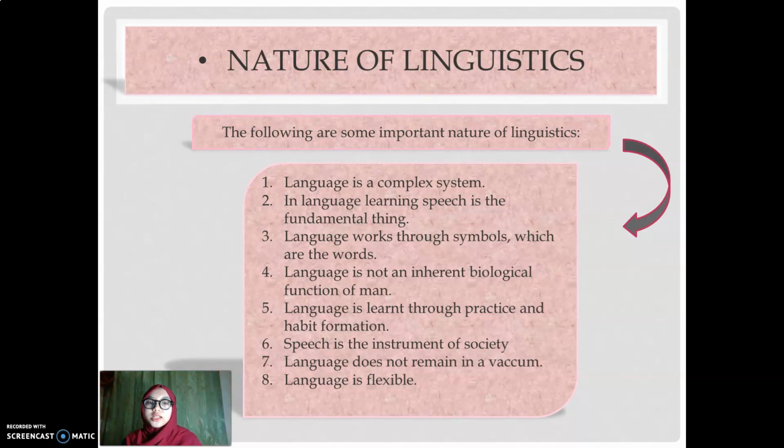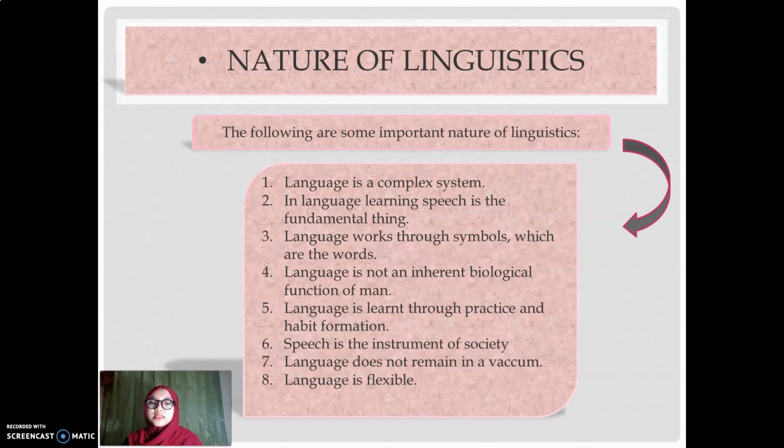2. In language, learning speech is the fundamental thing, so reading and writing are secondary. 3. Language works through symbols, which are the words. For example, the word pen is not a pen, it stands for a pen, and the symbol used in language must be known to both the speaker, listener, the reader, and the writer. 4. Language is not an inherent biological function of man, so it is acquired through learning. 5. Language is learned through practice and habit formation, so rules and definitions of grammar cannot help the development of language of a child.